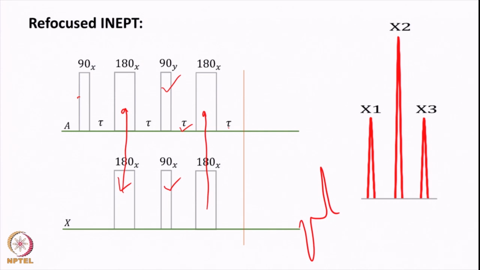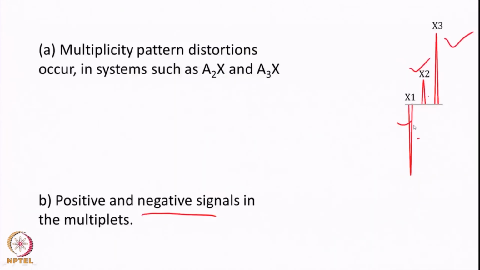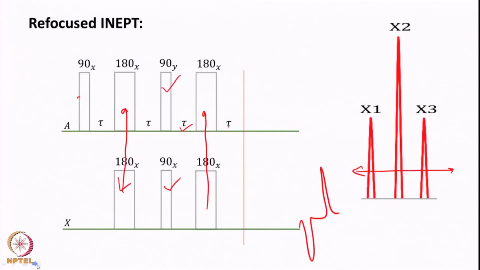So, that actually changes the phase of all three transitions, and then it becomes positive. Here we can see we are getting negative, positive, negative, but if we do refocused INEPT, we are getting positive, positive and positive. That is the beauty of refocused INEPT: all signals become positive, and the extra thing we are doing here is applying a spin echo.